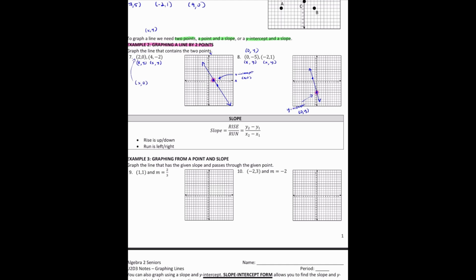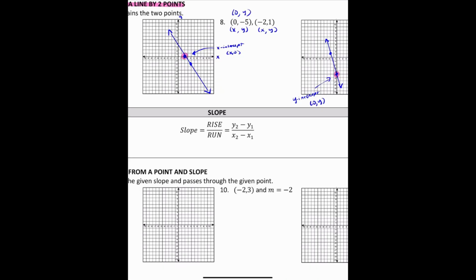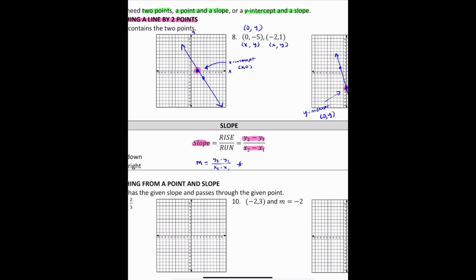Now slope is the rise over run, which is the change in y over the change in x. The first thing that I want to mention is that when we represent slope, we use a lowercase m. And the formula for that is this. It's y2 minus y1 over x2 minus x1. This is a very, very important formula that you need to know.